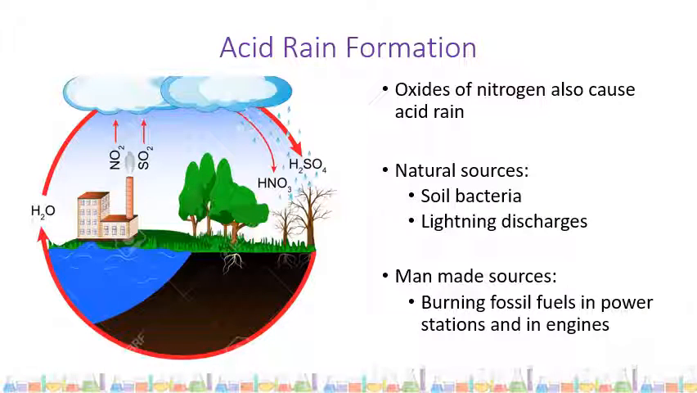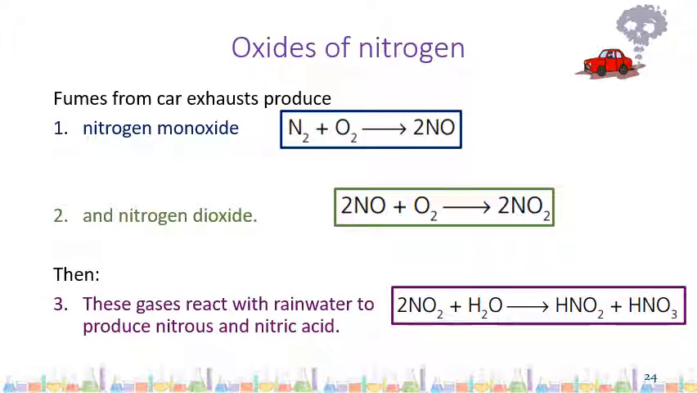The other way in which acid rain can be formed is from oxides of nitrogen. There are natural sources of these, like soil bacteria and lightning discharges, and there are man-made sources, which is burning of fossil fuels in power stations and in engines. This is at very high temperatures. So in a car, the fumes from the car exhaust produce nitrogen monoxide by that first equation and nitrogen dioxide by the second one. Then these gases react with rainwater to produce nitrous and nitric acid. And these are the acids that cause acid rain in relation to nitrogen.